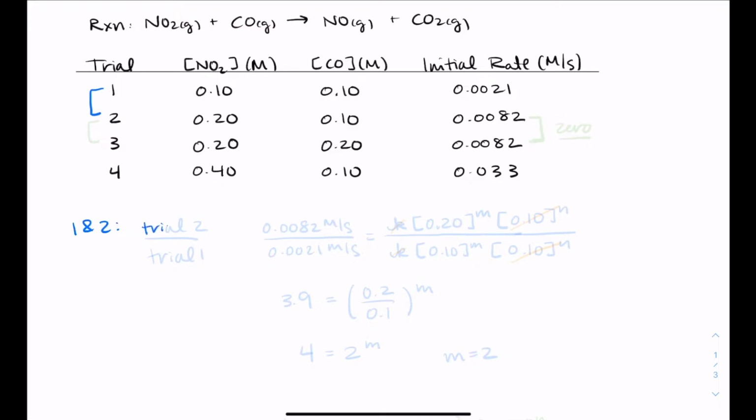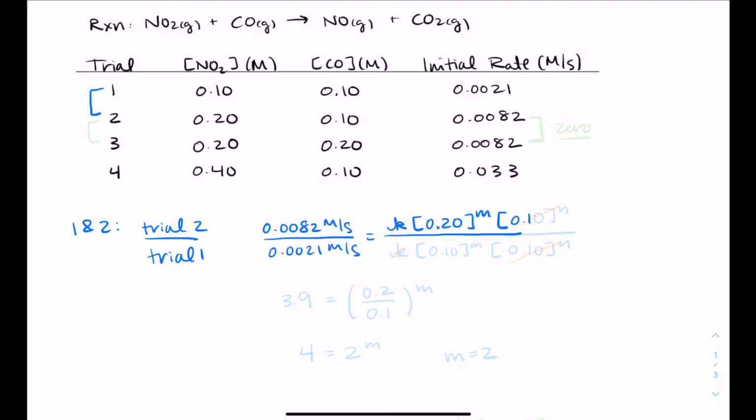It doesn't matter what goes in the numerator and what goes in the denominator. I've chosen to do trial 2 over trial 1. You could do 1 over 2. So for trial 2, my rate is 0.0082 molarity per second, and that is equal to the rate constant times 0.2 molar to the m power times 0.1 molar to the n power. All divided by trial 1, where the rate is 0.0021 molarity per second, and that is equal to the rate constant times 0.1 molar to the m power times 0.1 molar to the n power.